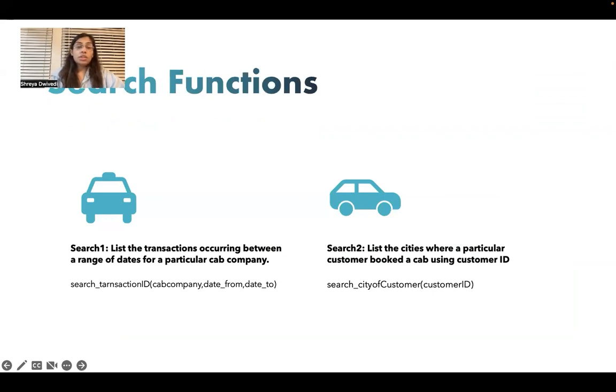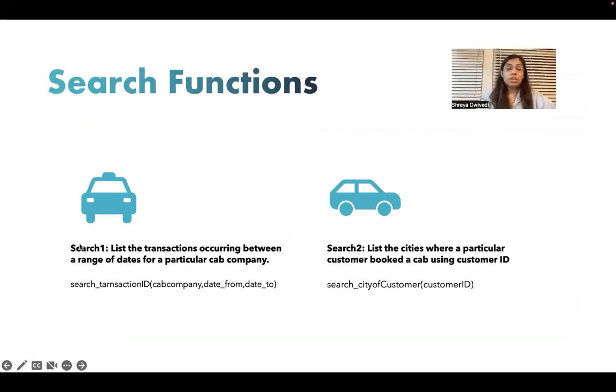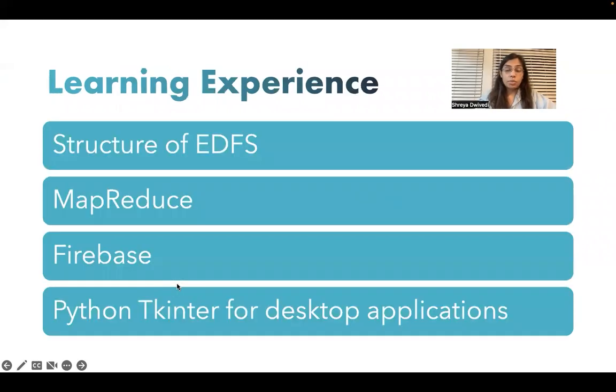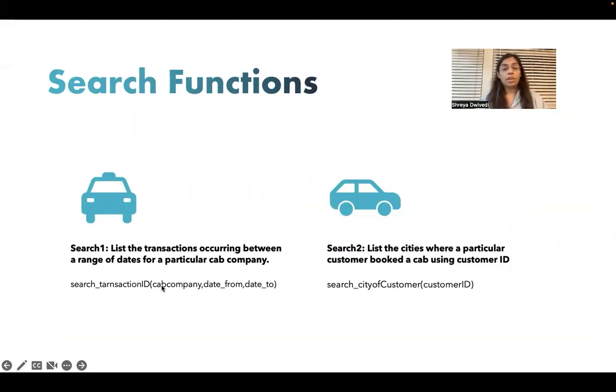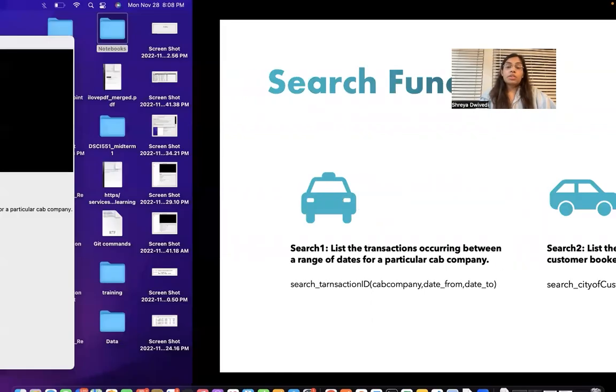For the search functions, I have used two search functions. The first one lists all the transactions that occurred between a range of dates for any particular cab company, the pink one or the yellow one. Sorry, this function takes three arguments: the cab company, date from, and date to. And the second search is to list the cities where a particular customer booked a cab using the customer ID. So first we'll see on the UI how this is going to work.